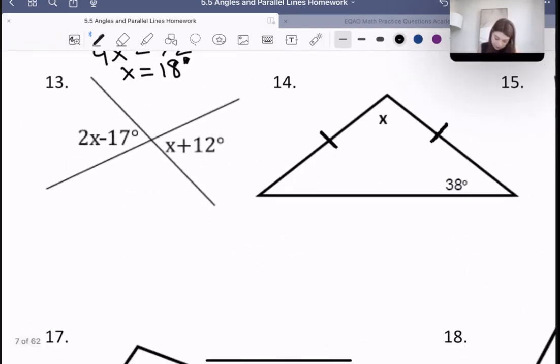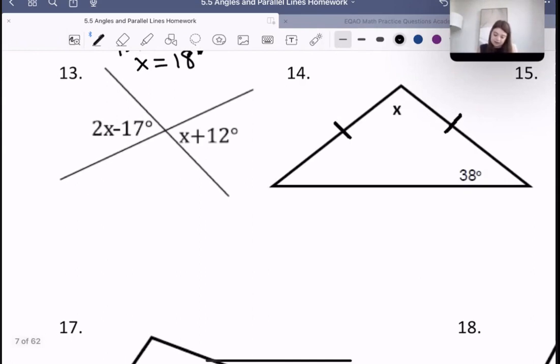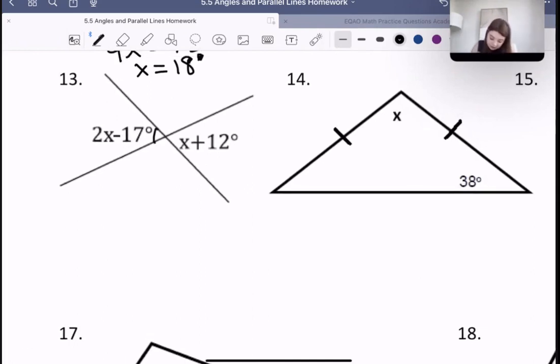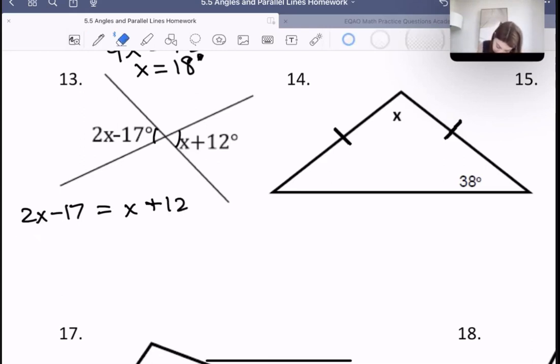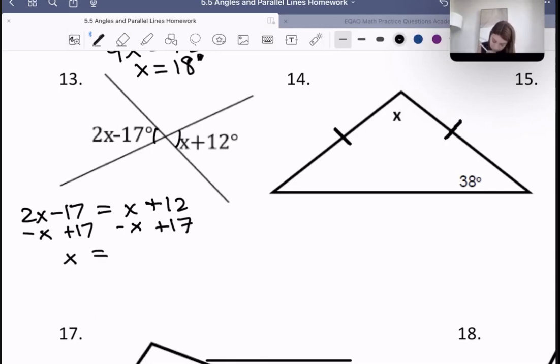All right, for this one, to solve for x, we know that opposite angles are the same, and therefore 2x minus 17 must be equal to x plus 12. So therefore, if we subtract x from both sides, and we add 17 to both sides, we will get x is equal to 29. And there we go.